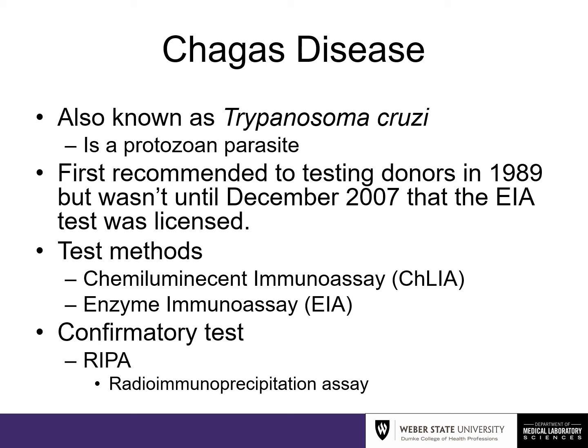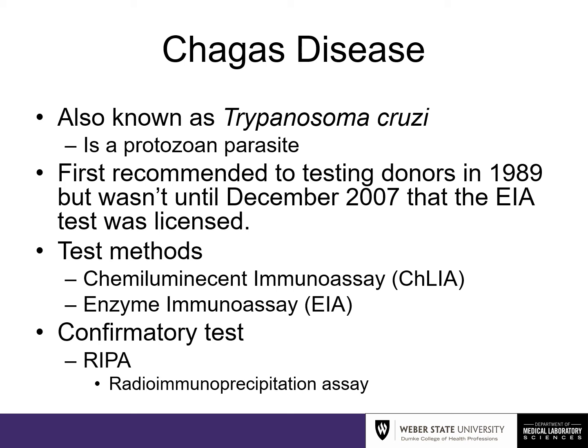From here, I will be discussing Chagas disease, pathogen reduction, and pan-genera detection. We're going to start off with Chagas disease. Chagas disease is one of the donor screening tests that we do on donor blood. Chagas disease is also known as Trypanosoma cruzi. This is a protozoan parasite that is found in your bloodstream.